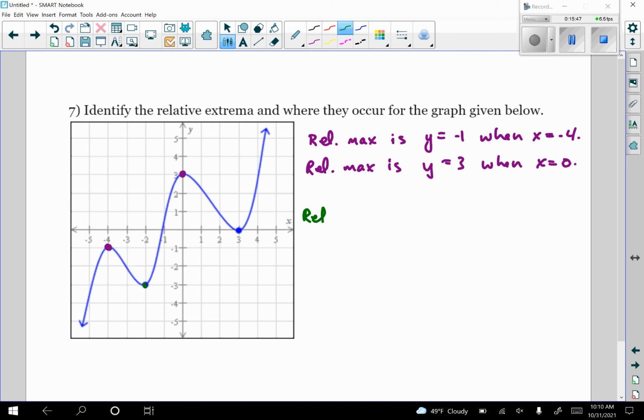Our relative mins are right here and here, so we have to write out two statements here. Oops, we want a min. Relative min, first go with the furthest left one, is y equals -3 when x equals -2. The other one, relative min, is y equals 0, or right on the x-axis here, when x equals 3. So that's exactly how you want to write these out.